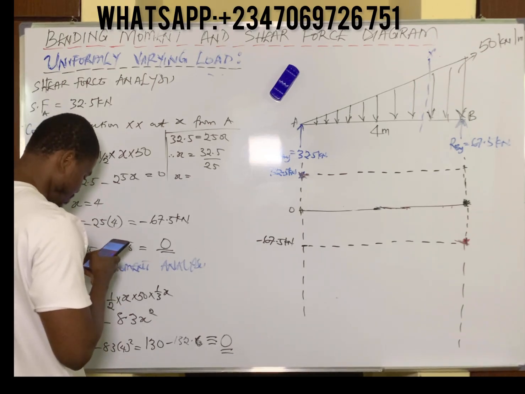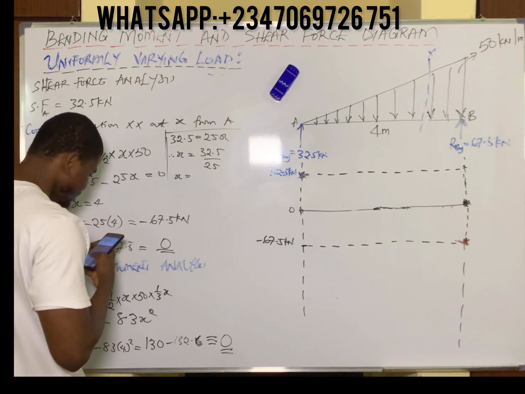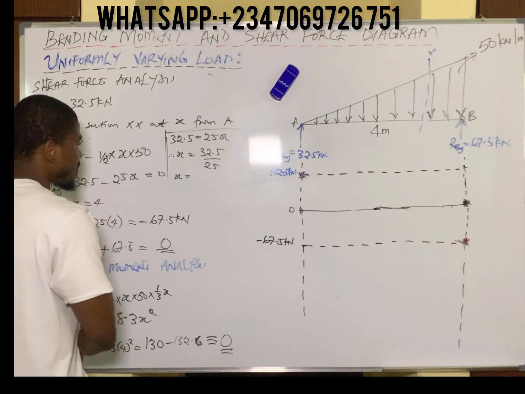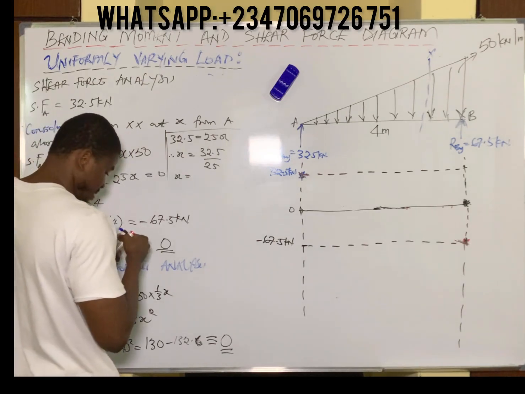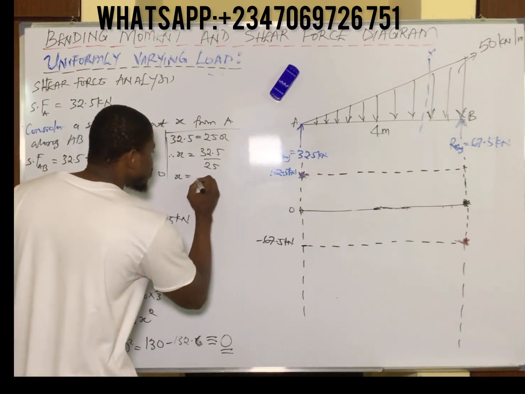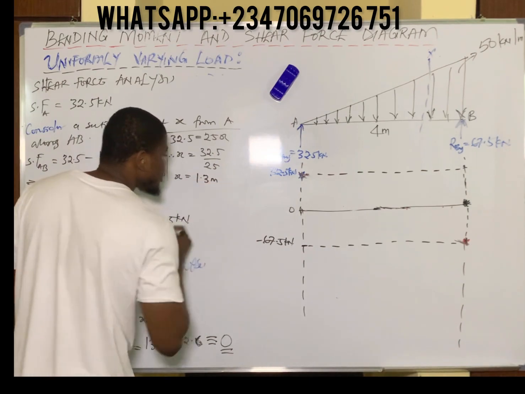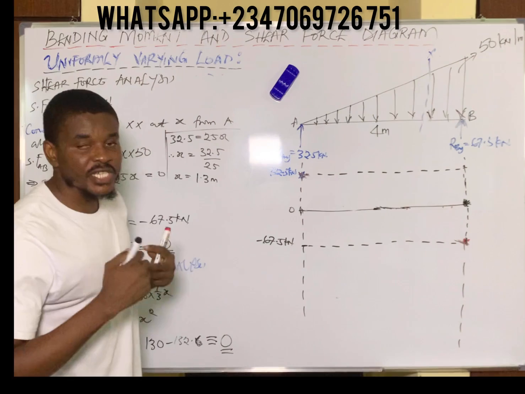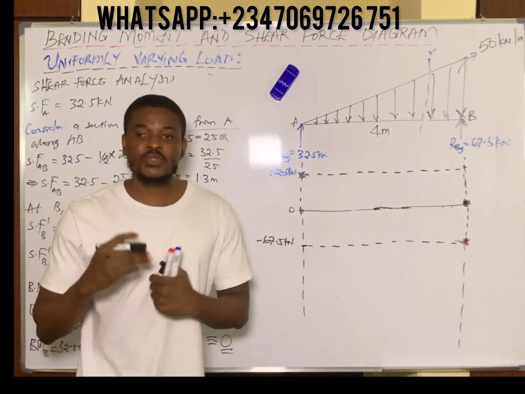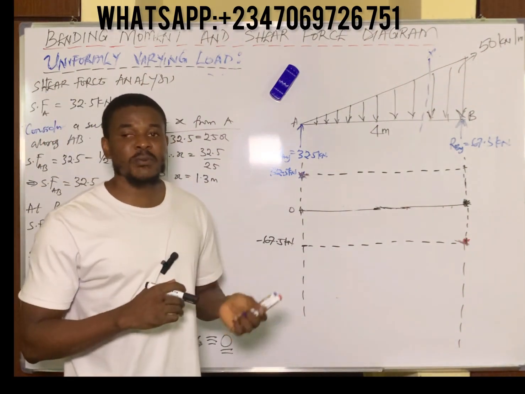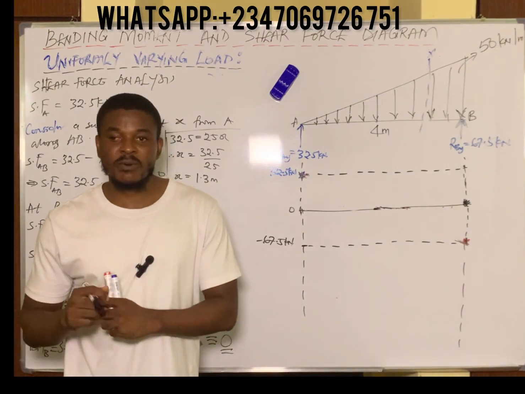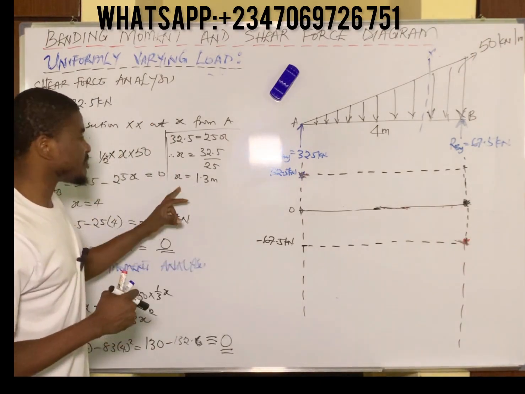So you have 32.5 divided by 25. That simply gives us 1.3, so x is equal to 1.3. So 1.3 meters is the point where shear force changes sign from positive to negative. The point where shear force changes sign from positive to negative is simply the point of maximum bending moment, and the value is 1.3.